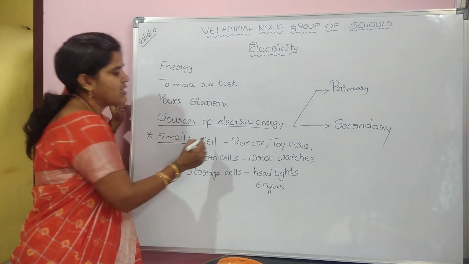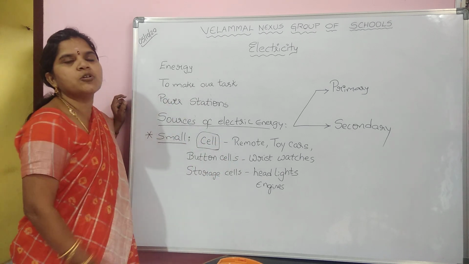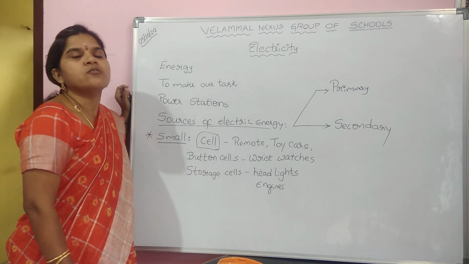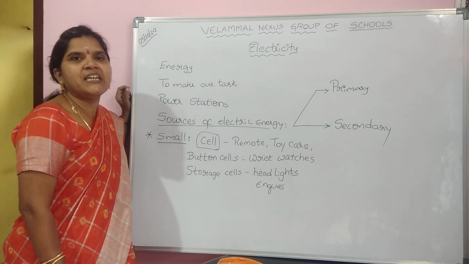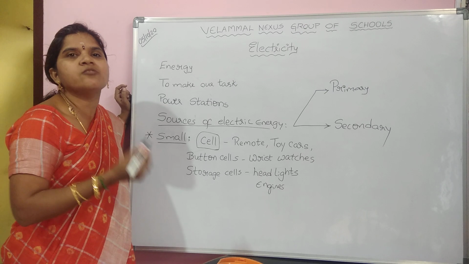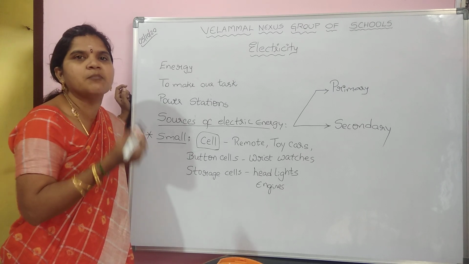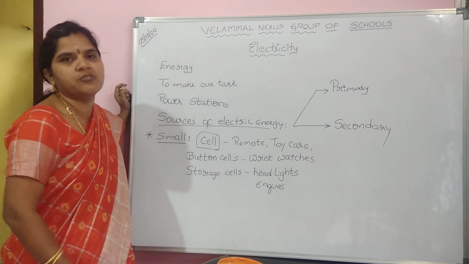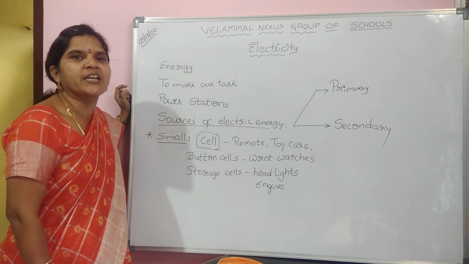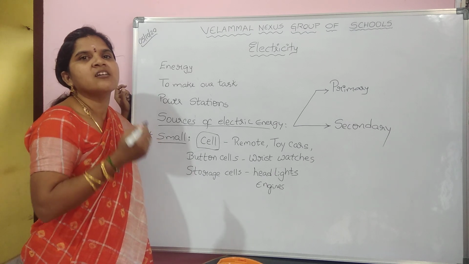Before going to this, let us see what is meant by cell. Suppose there is a power cut, what do we use? We use a torchlight. In a torchlight, what is the main source of light? It is nothing but your cell that is being used. So what is meant by cell, children? You might have all seen the cell behind the remote cars, torchlight.